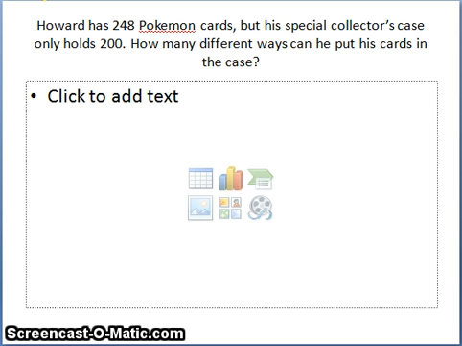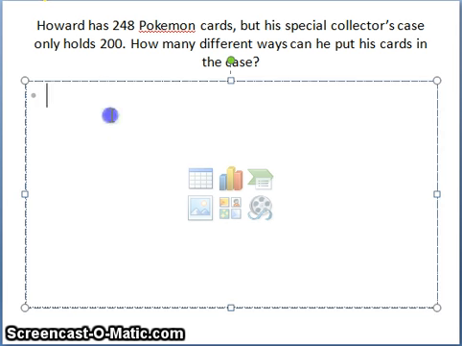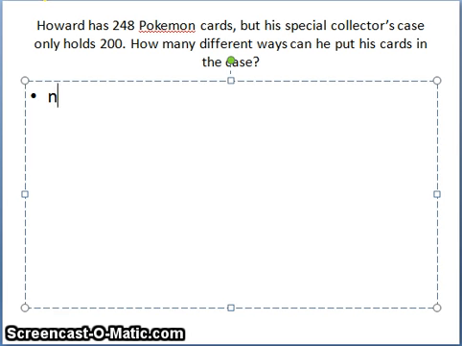So if we want to apply this, this is especially helpful when we have really big numbers. Howard has 248 Pokemon cards, but his special collector's case only holds 200. How many different ways can he put his cards in the case? So we're going to use the permutation formula this time. So it's n factorial divided by n minus r factorial. The first thing we need to do is figure out what n is. n is the number of things I'm choosing from, which is 248. r is how many spots I have, which is 200.